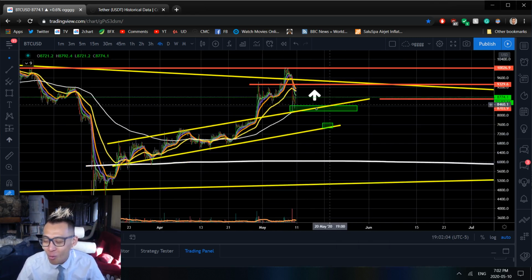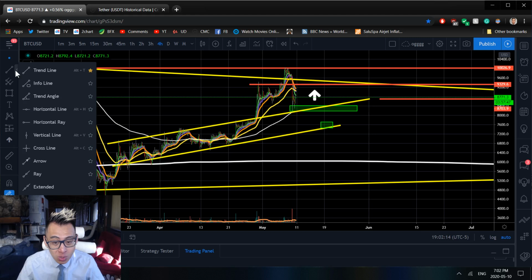So if we don't hold here in particular, we're most likely going to just end up trending to the downside here around the $7,500 range and up. That makes sense. Not only that, it also coincides with right here.